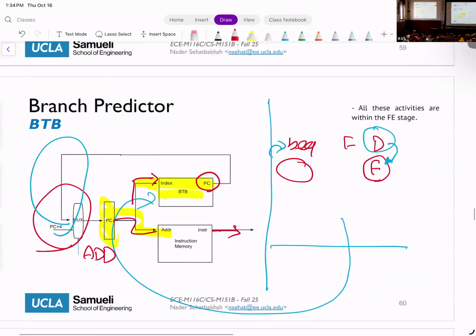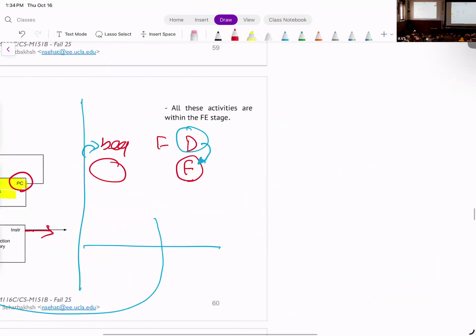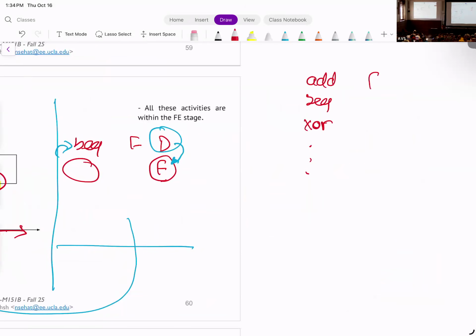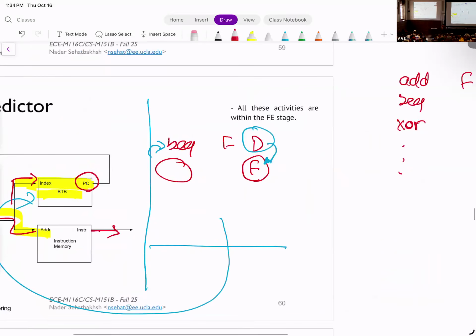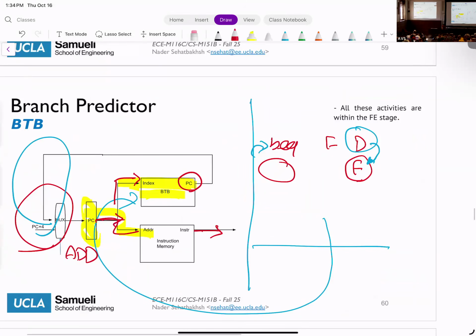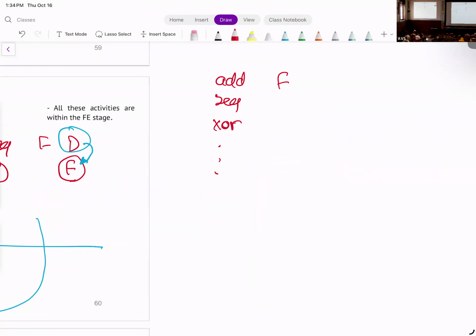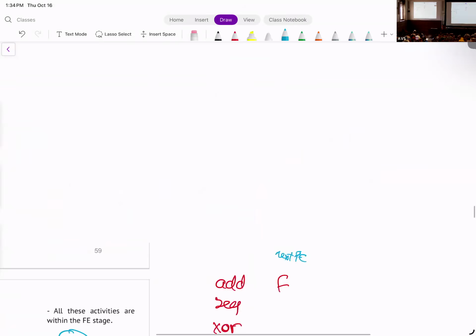Yeah, so let's actually revisit the timeline. Let's say I have an add, a BEQ, and then an XOR, and then some other instructions. The add instruction goes to fetch. You go here, this is the PC for the add instruction. It goes here, and you have the add instruction here. The PC also goes to the BTB, and I said that it is guaranteed that it's going to be a miss. So immediately at this point, I know that my next PC is PC plus 4.